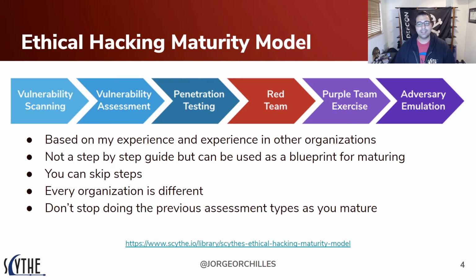Now, as I mentioned, these don't necessarily mean that it's the steps you must take to get to where you want to go. This is just an example that you can use with your senior management to explain to them how your organization has matured, and there is an arrow there at the end, which means that I'm sure this will continue to evolve. Every organization is different. And of course, don't stop doing the previous step. Just because you're doing red team and purple team engagements doesn't mean you're not doing vulnerability scanning anymore. There's an entire article on this if you'd like to read more about it.